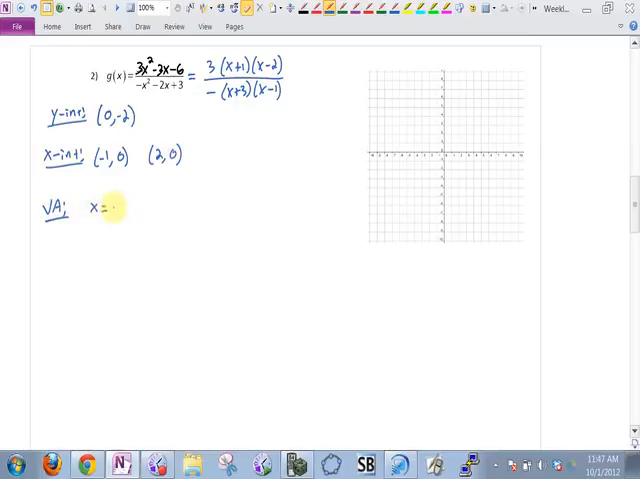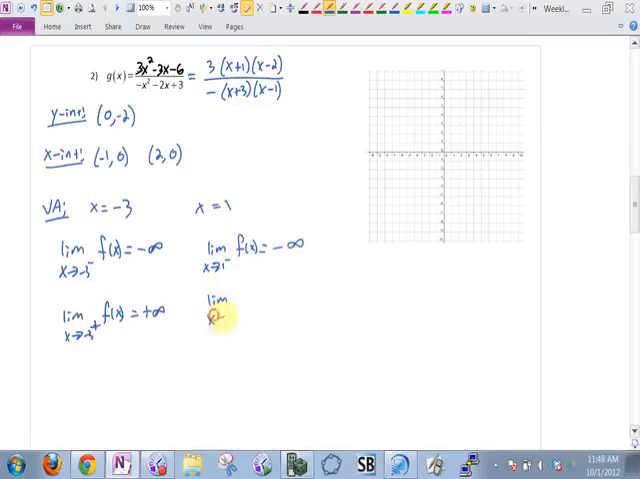One has the equation x equals negative 3, so let's look at those limits. The limit as x approaches negative 3 from the left of this function is negative infinity. And then the limit as x approaches negative 3 from the right of this function is positive infinity. We also have a vertical asymptote at x equals 1. So the limit as x approaches 1 from the left was also negative infinity. The limit as x approaches 1 from the right was positive infinity. Okay, any questions on these limits?